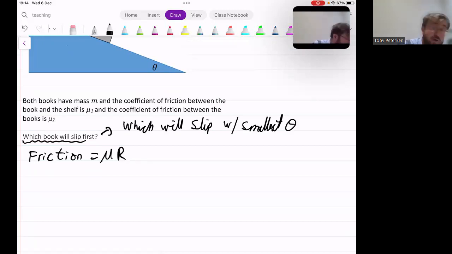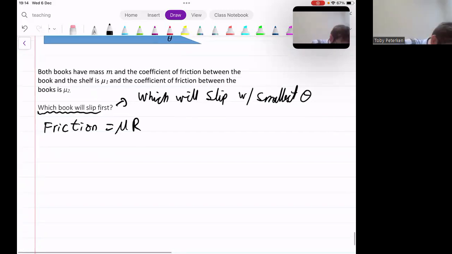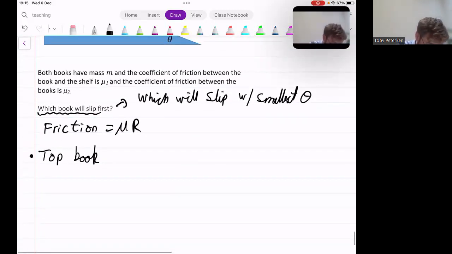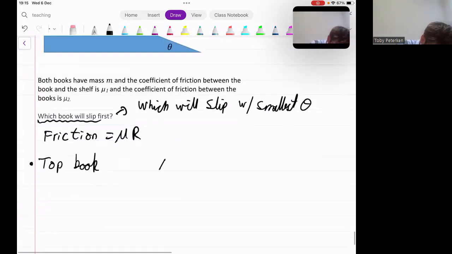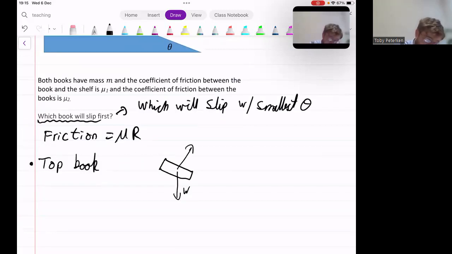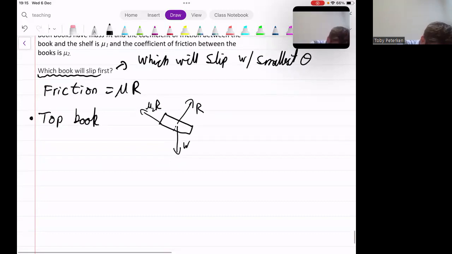So let's look at both books individually and see at what angle they can slip. Let's look at the top book. What do we have on it? We have its weight going this way. We have a reaction force coming from the other book. We have friction, which is equal to mu2 times the reaction force. And this weight can be split up into parallel and perpendicular components.